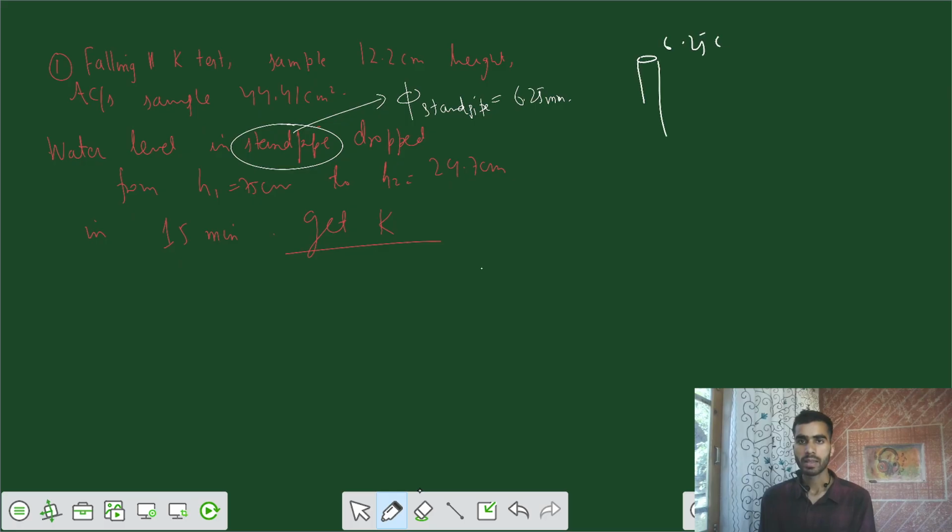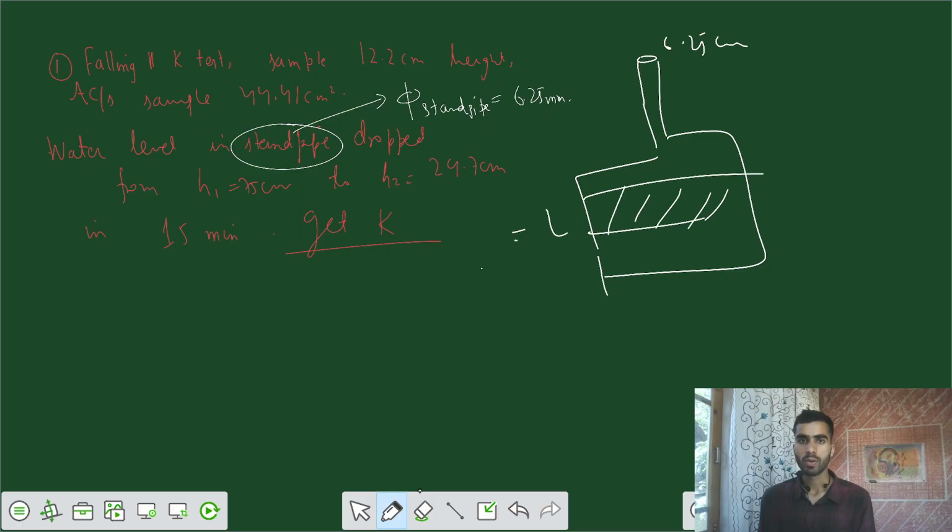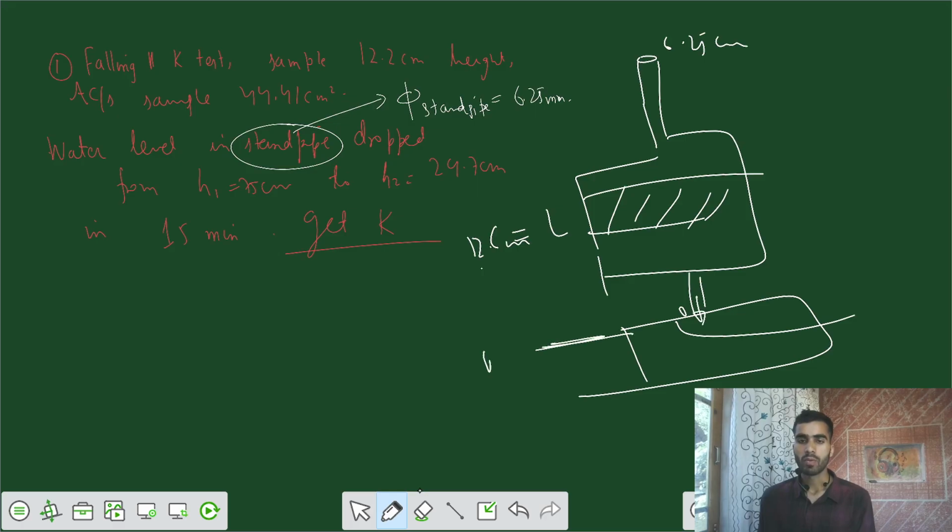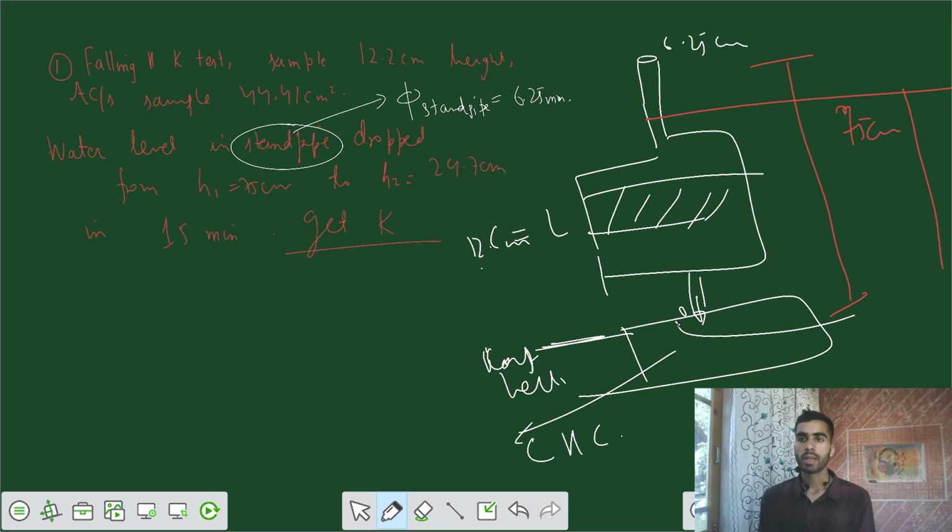So we have that falling head permeability test with some diameter of the standpipe. We have a soil sample of L equals 12.2 centimeters, and water is flowing from the bottom, and we are maintaining the water head as a constant level at the bottom by a constant head chamber. Initially the head difference was 75 centimeters. After time t equals 15 minutes, the head difference is now only 24.7 centimeters. Now we need to find the permeability of that soil.